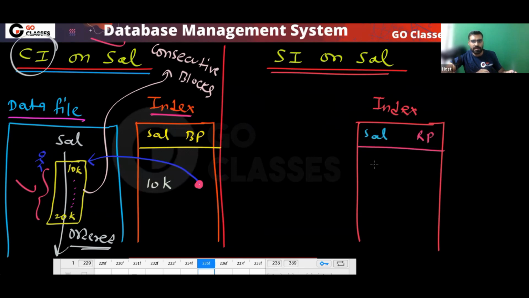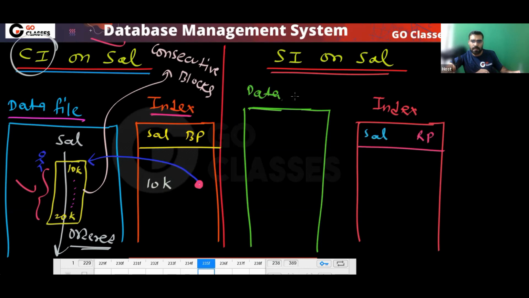Now if you want all the records, what do you have to do? This is your data file, and this is the field salary. Yes, very good, Yuvraj: fetch each time. In this index, you first search where 10K is. You take this 10K, go to this record, and access it. Then you will take this.